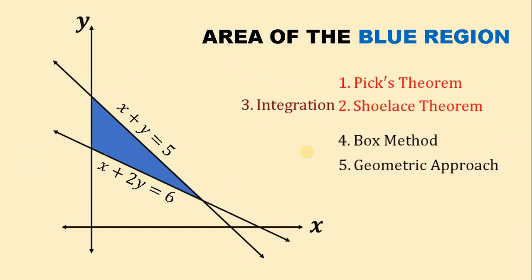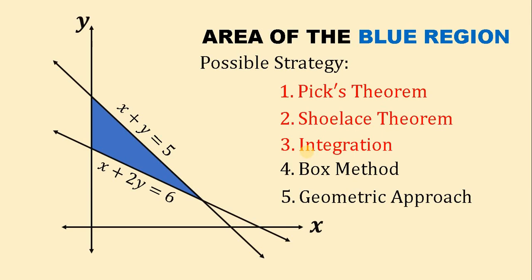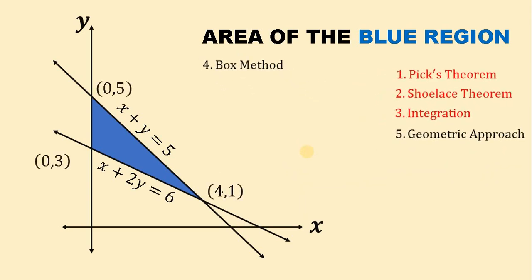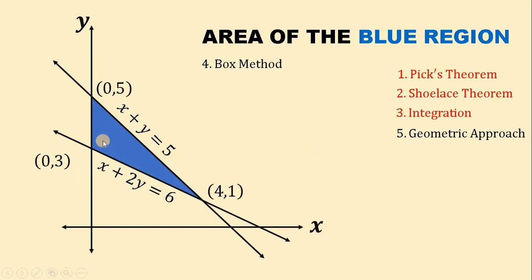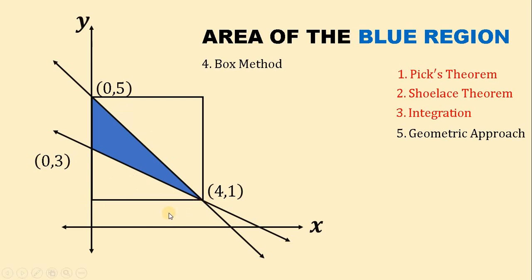Now, let's have the fourth method, which is the box method. Using the box method, what we're going to do is to put this region, this triangle, into a box or a rectangle like this. And now let's have the side lengths of this box or this rectangle. From here, from 0 to 4, we know this is 4 units. And also from 1 to 5, this is also 4, and this top right here is also 4.